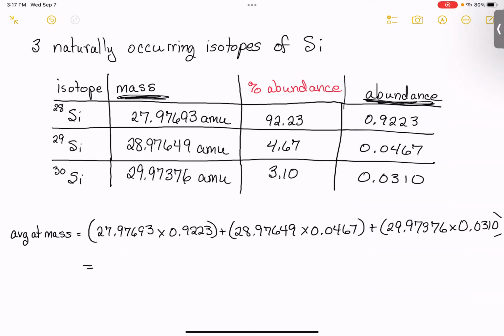And I got 28.086 AMUs once I round to 3 significant digits. And silicon, if you look at it, is going to be right around the 28.06 something mark.